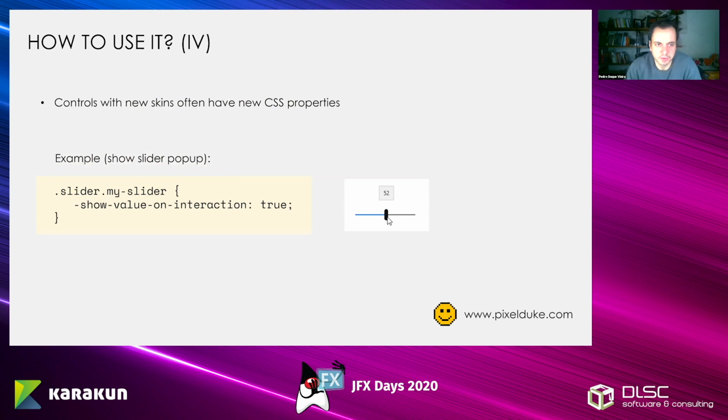So like I said, some controls have new features, and that means that those controls have new skins. For instance, the slider that you can see here has a fill color that goes from the start to the place where the thumb is. And it also shows you a pop-up when you start dragging the thumb, showing the exact value that you're choosing. And that pop-up goes away once you stop dragging the thumb. So in this case, a new CSS property is added, among others, like in this example.